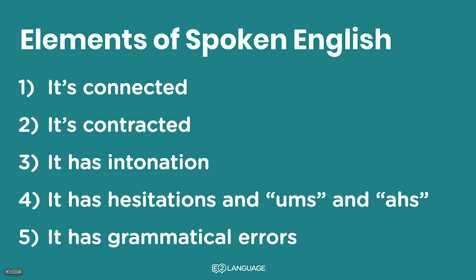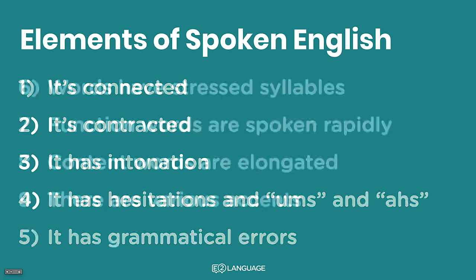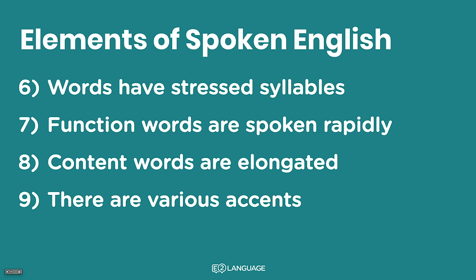So elements of spoken English include that it's connected. I'm going to take you through this in a second and show you what I mean by this. It's contracted. It has intonation. It has hesitations and ums and ahs. It has grammatical errors. Words have stressed syllables. Function words are spoken rapidly. You almost can't hear words like a, and, that, on, if, for example. Content words are elongated or stressed in the sentence. And of course, there are various accents.